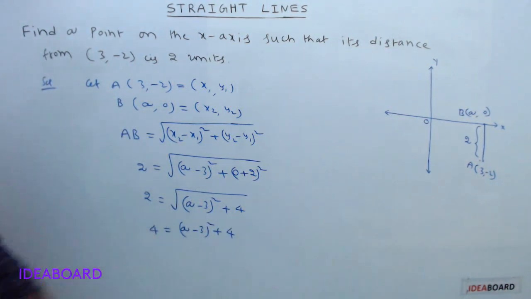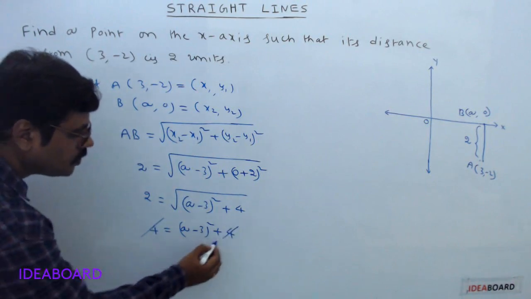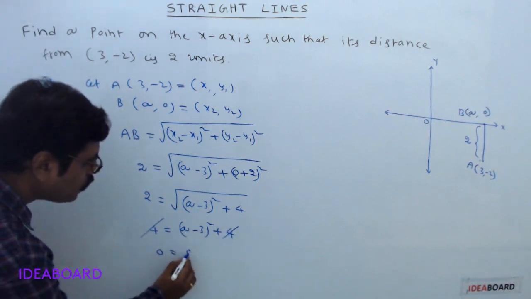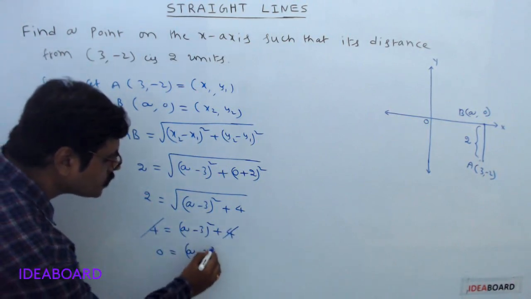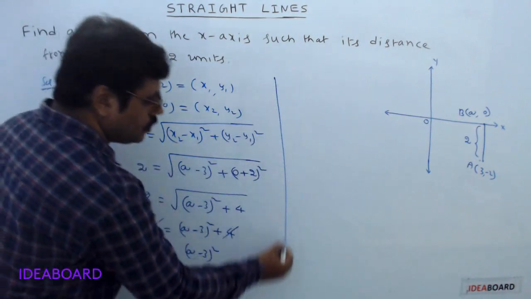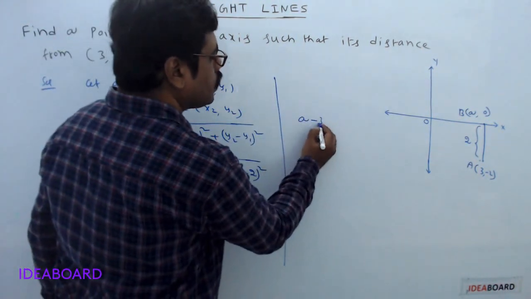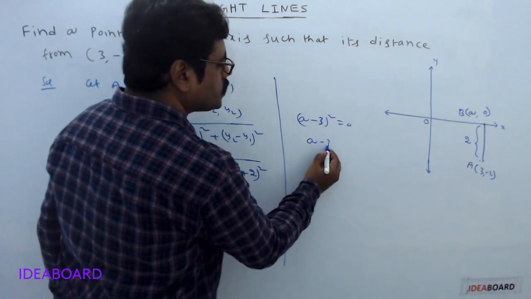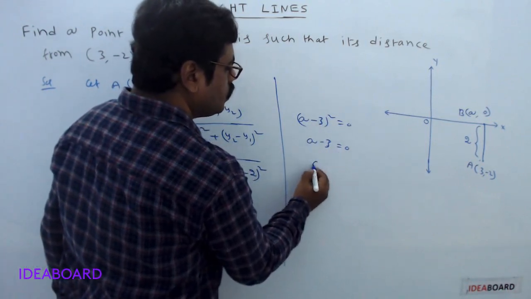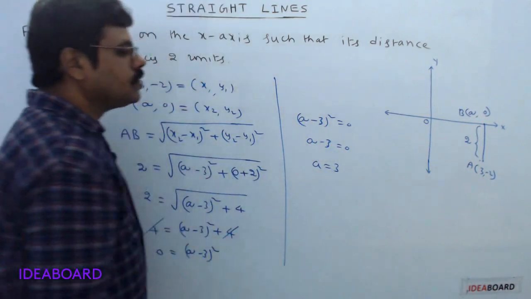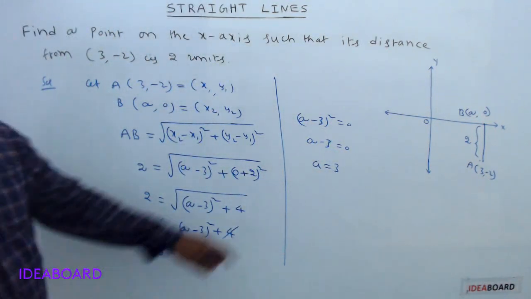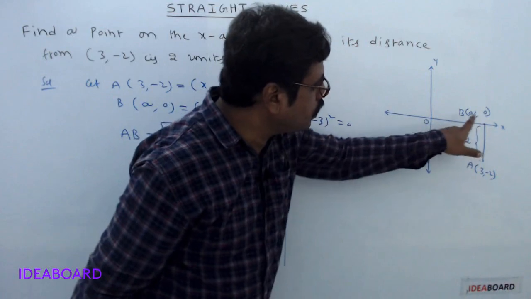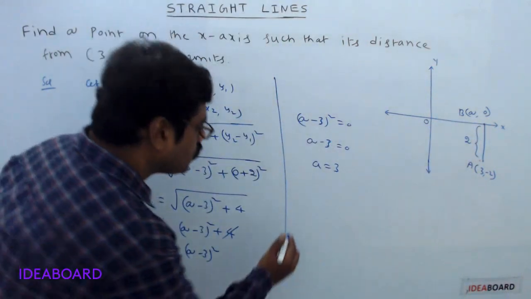Now cancel the constant 4 on both sides. Then it will be 0 equals (a minus 3) whole square. So (a minus 3) whole square equals 0. From this, a minus 3 is 0, a equals 3. But we need the coordinates of the point on the x-axis.